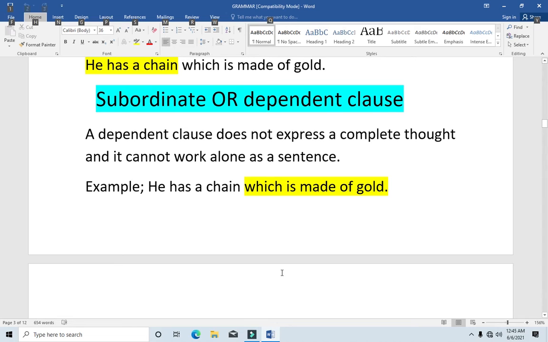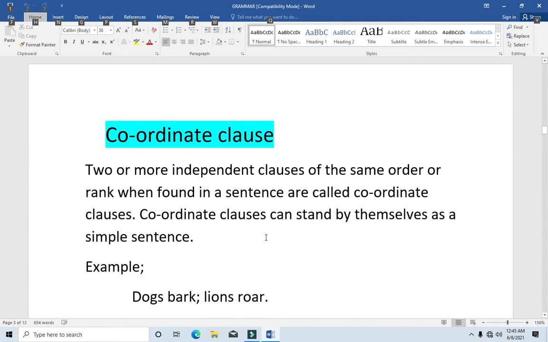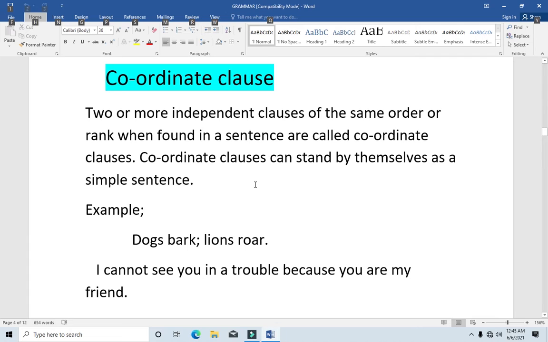Now the other is subordinate or dependent clause. Definition: a dependent clause does not express a complete thought and it cannot work alone as a sentence. For example, he has a chain which is made of gold. In this example, which is made of gold is a dependent clause because it doesn't express a complete thought and it cannot work alone as a sentence.